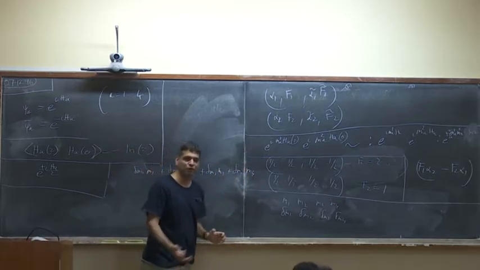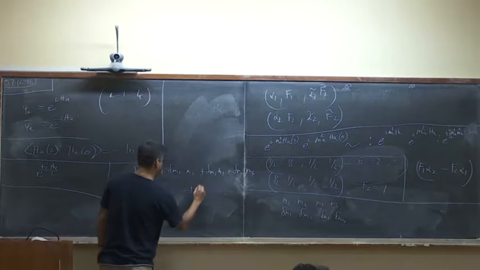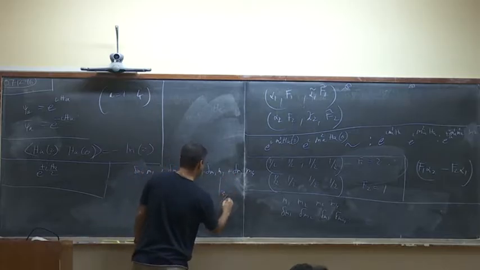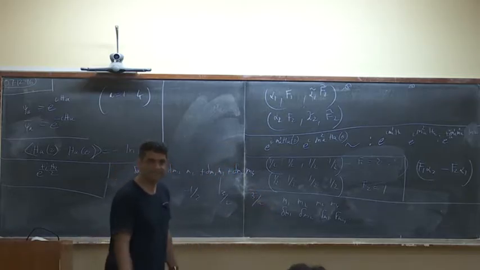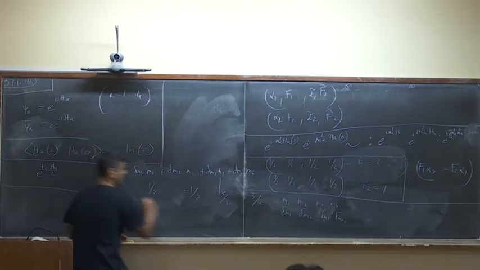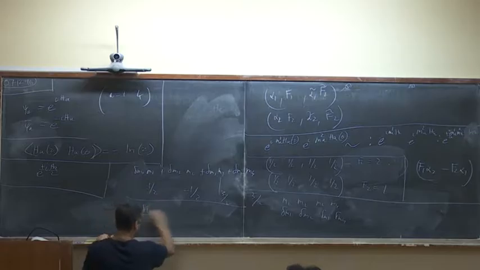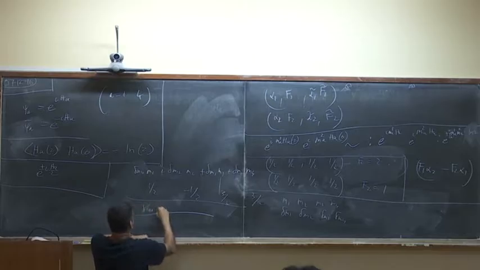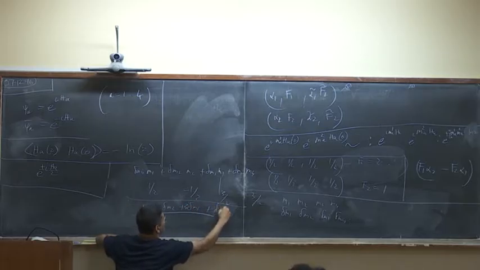Let's take examples of m1, m2, m3, m4, just to see how this works. So suppose m1 was half, m2 was minus half, m3 was 3 by 2, m4 was 5 by 2. Quite random. So what are we getting? Everything is by half. Then we get delta m1 plus delta m2 times minus 1 plus delta m3 times 3 plus delta m4 times 5.